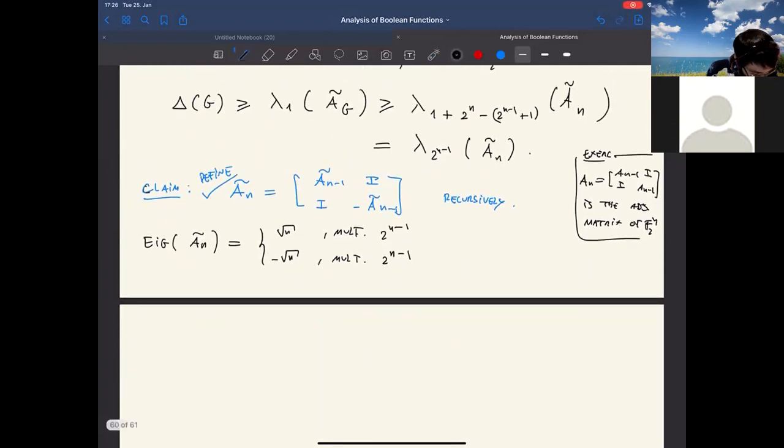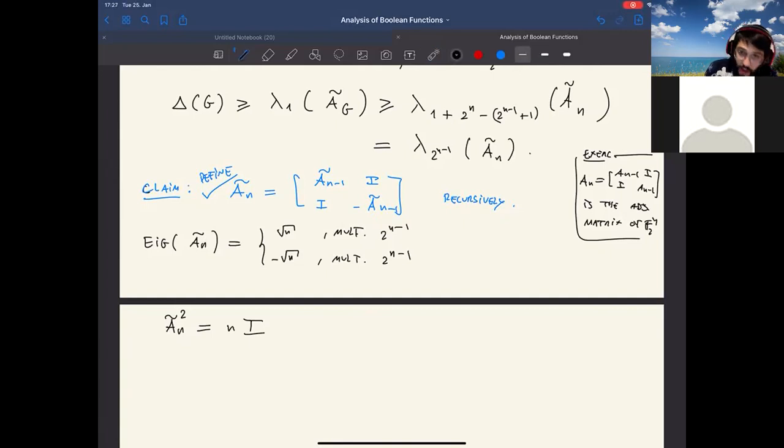Okay, why is that true? That's actually pretty simple. Because if I just square it, you can show by induction that this is always n times the identity. Okay, it's a simple induction argument. You show that this is n times the identity.